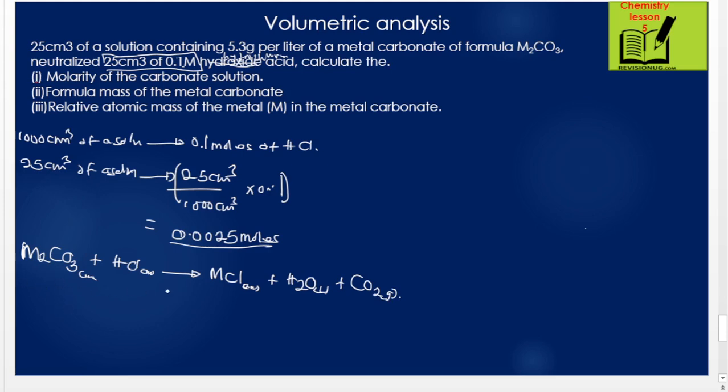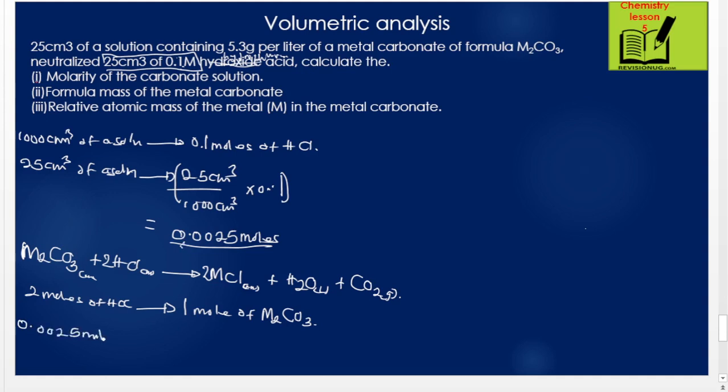Therefore here we are balancing, so we put a 2 here. When you put a 2, we balance also here. So the equation is balanced: 1 carbon, 3 oxygens, 2 hydrogens, 2 M's, right? Now we go for mole ratio. So 2 moles of hydrochloric acid react completely with, from the equation, 1 mole of metal carbonate here.